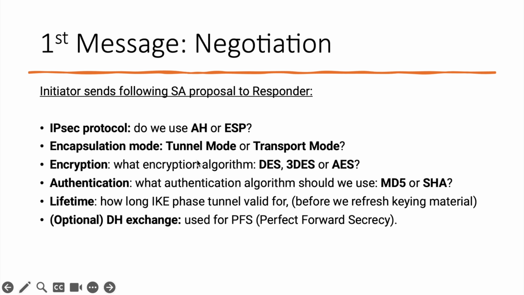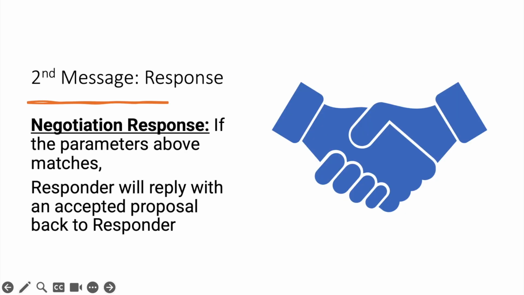Encryption: what encryption algorithms are we going to use for the actual IPsec tunnel? We used DES for the formation and management of the IKE phase 1 tunnel, but what are we going to use for the actual encryption going forward? Authentication: what authentication algorithm are we going to use? Are we going to use MD5 or SHA? Lifetime: how long should it be valid for before we refresh the keying material? And then optional, you've got the DH exchange, which is used for perfect forward secrecy, which we won't touch upon in this video. So, second message, the responder responds.